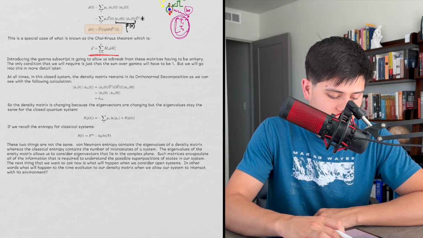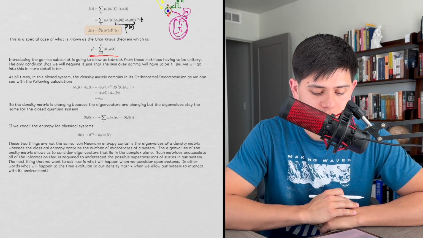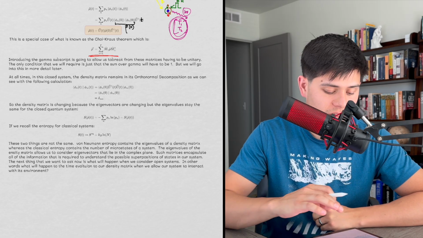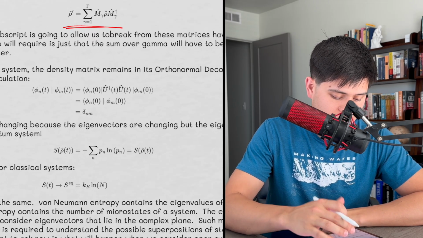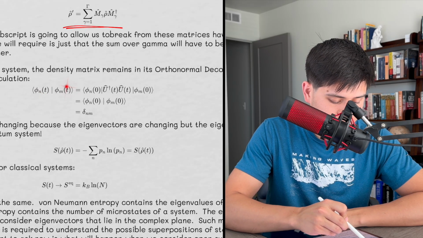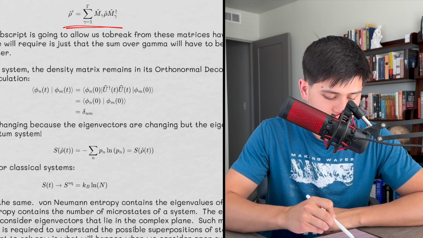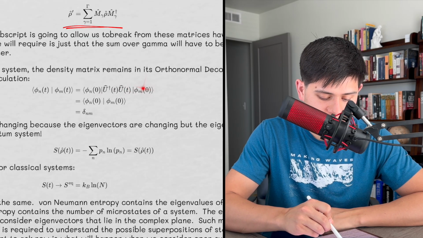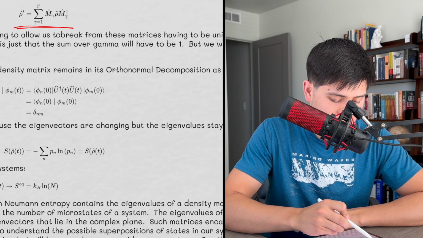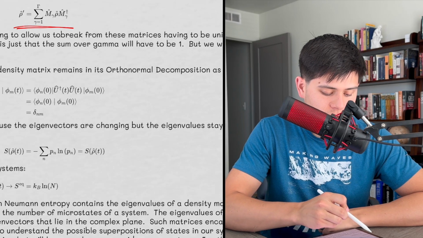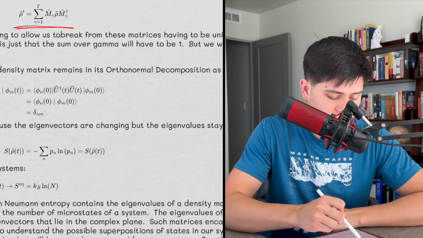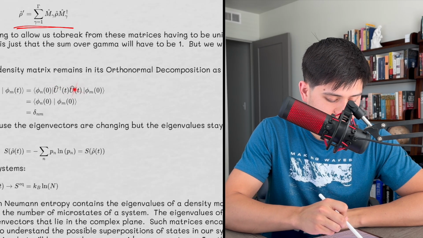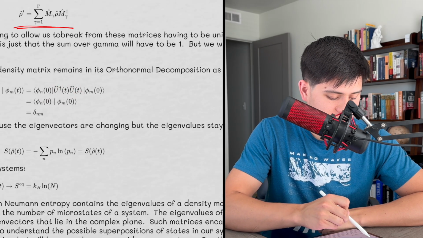At all times in this closed system, the density matrix remains in its orthonormal decomposition, as we can see with the following calculation. So again, this guy here, at time t, we allow them to evolve. These two guys are unitary operators, this one acting on this one, and this one acting on this one. And because these are unitary operators, the Hermitian conjugate of this will give us 1, and so we just give this, and we get this.